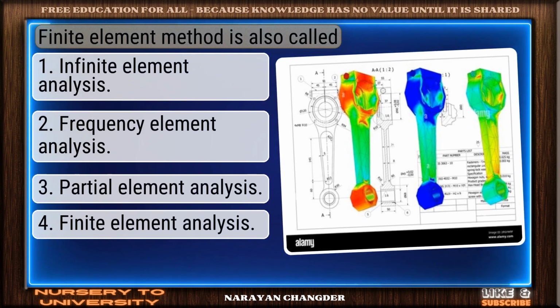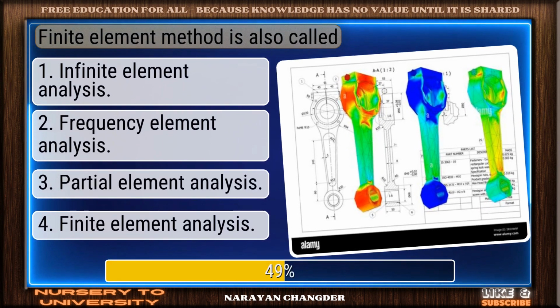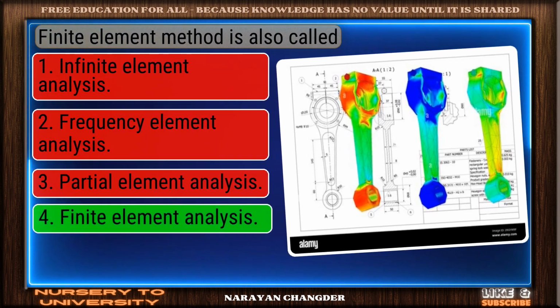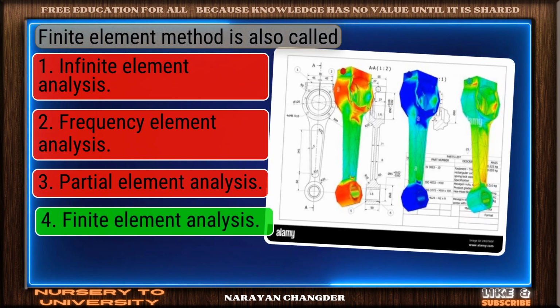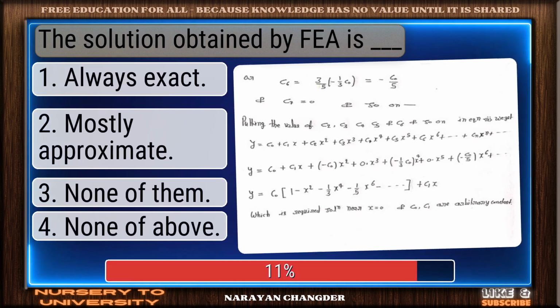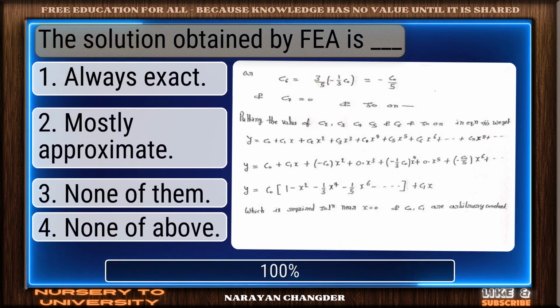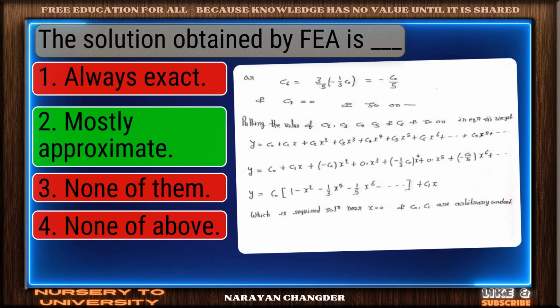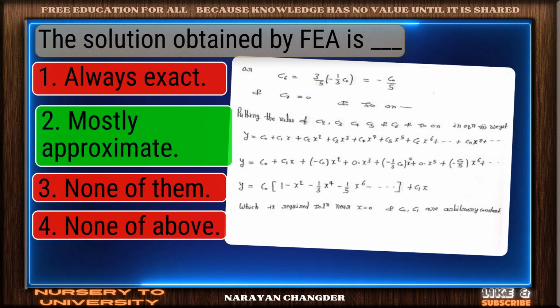Finite element method is also called. Right again. Finite element analysis is a valid answer. The solution obtained by FEM is dash. You got it. Your choice, mostly approximate, is right.